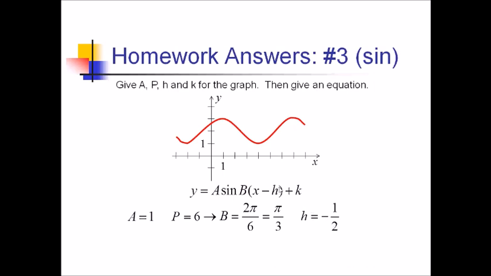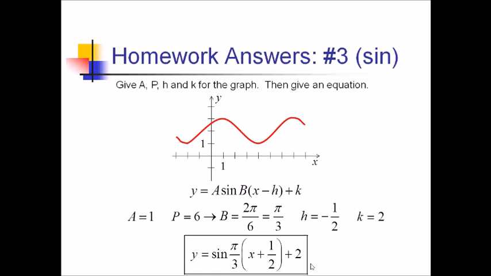And then another place it happens is over here halfway between 4 and 7, so 5.5. So either of those. K value is going to be 2 if you average the 1 and the 3 for the top and the bottom. Plugging all this in, we've got 1 sine, which we're not going to write, so just sine of pi over 3, x plus 1/2, all of that plus 2.